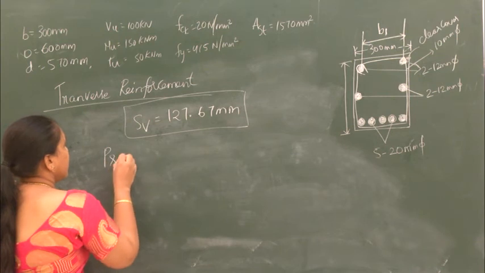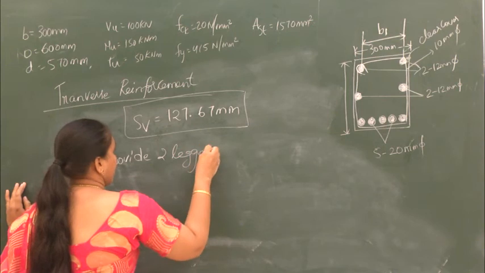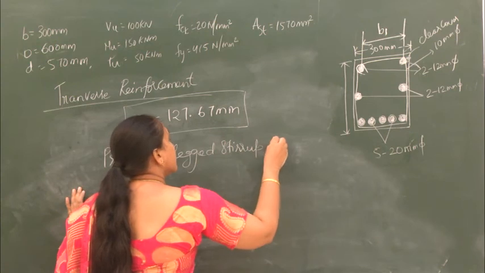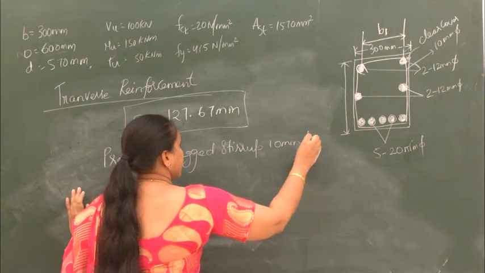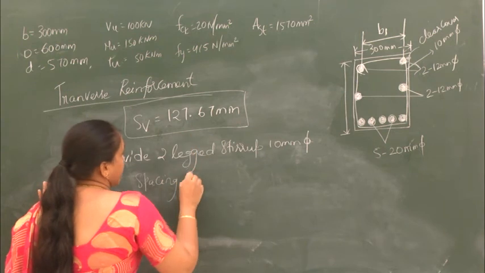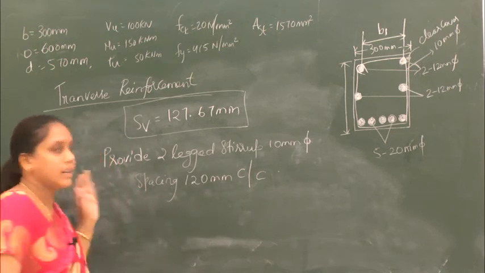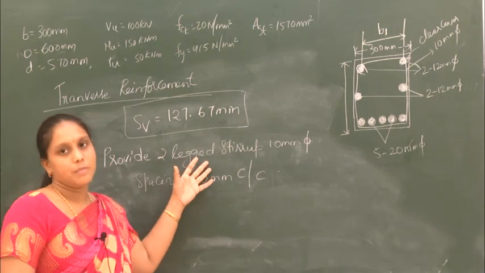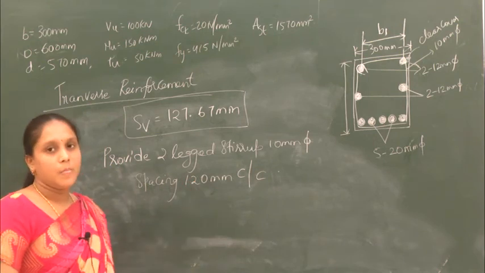So provide two-legged stirrup, 10 mm diameter, spacing, this I am considering 120 mm center to center. So that center to center distance of each stirrup of dia 10 mm is 120 mm.